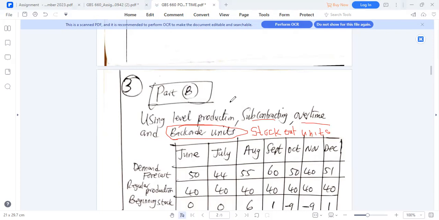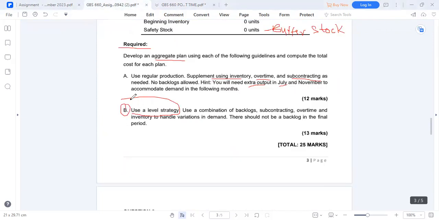All right. So this is just about what this one is. This is how this one goes. So we are just trying now to get to the other strategy, where we are looking at use a level strategy, a combination of the backlogs, which is the stock out costs, as well as the subcontracting, the overtime, and the inventory.